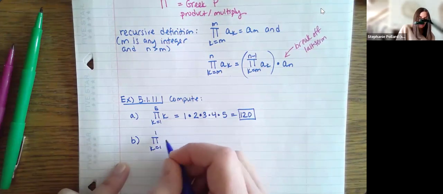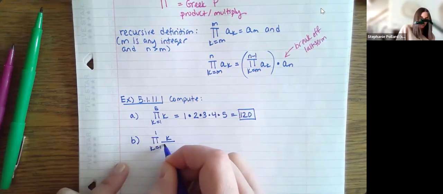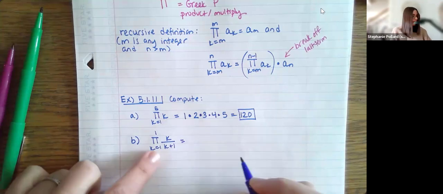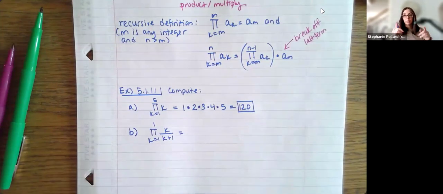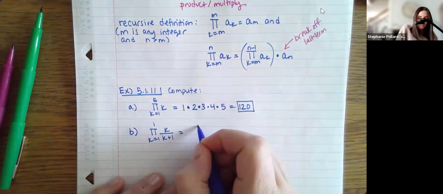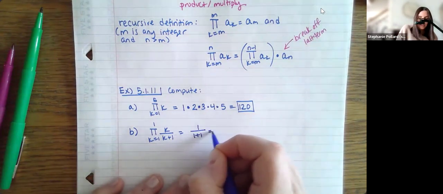Let's do another example. So here we're going to do k over k plus 1. We're going to practice with an individual value here, right? So just going for one unit from 1 to 1. So just plugging in 1. And you'd have 1 over 1 plus 1, which is 1/2.